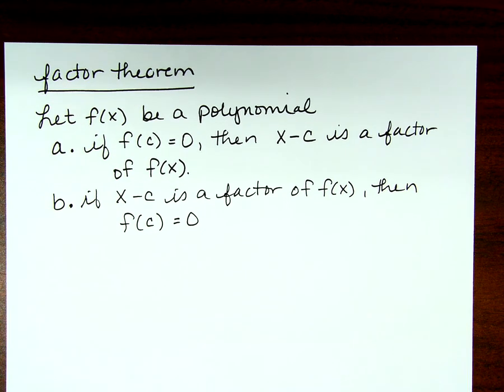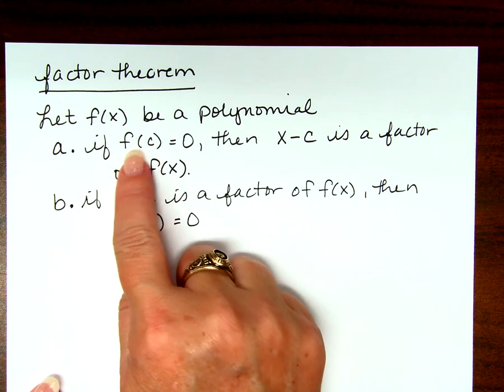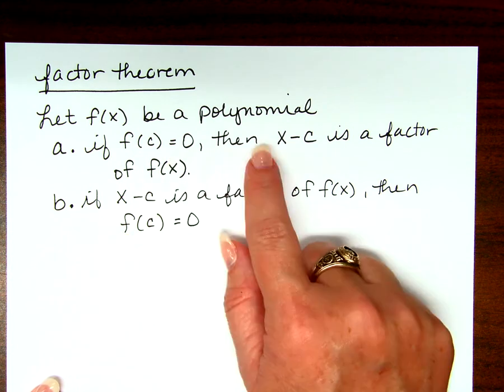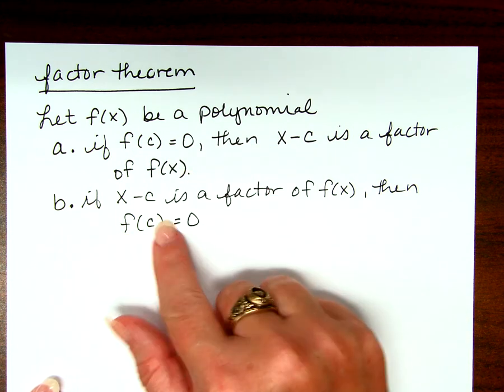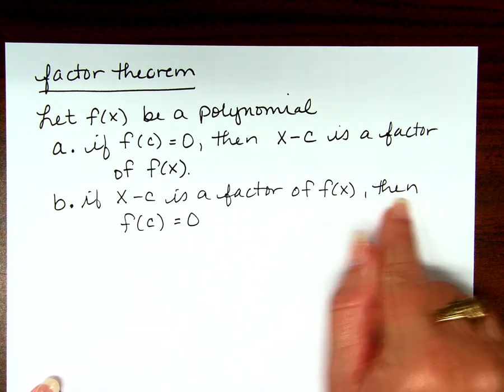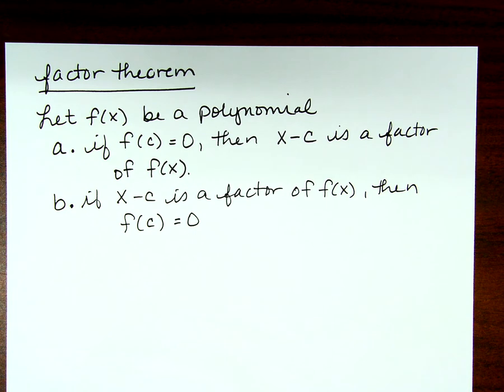You see anything interesting about those two parts? Aren't they just like backwards of each other? It's saying if f of c is 0, if you put in the value of c and you get 0, then you know that x minus c is a factor. The second part says if you already know x minus c is a factor of f of x, then you also know that f of c is going to equal 0. Does that make sense? Okay.